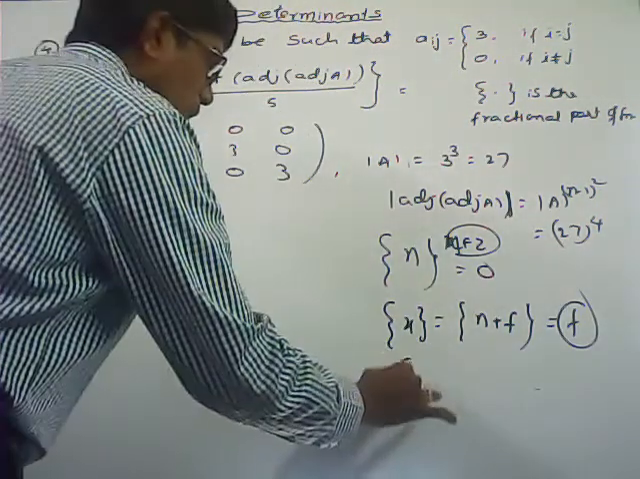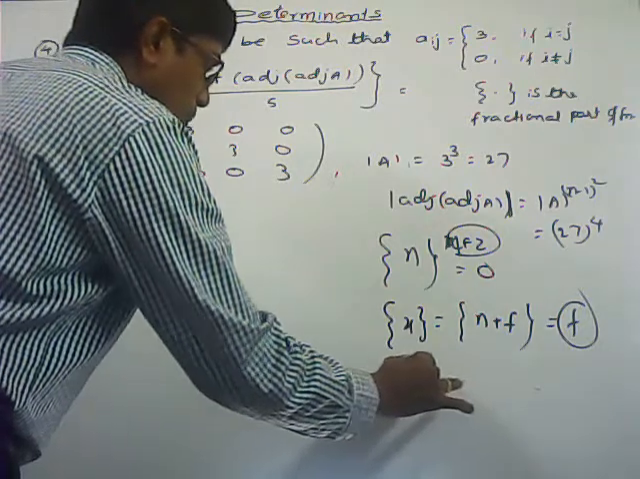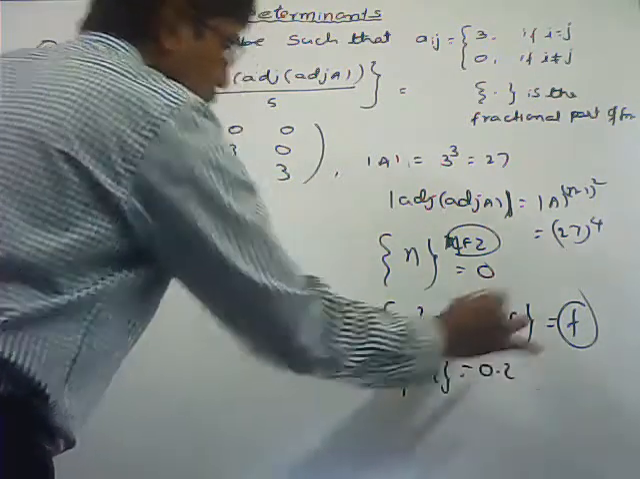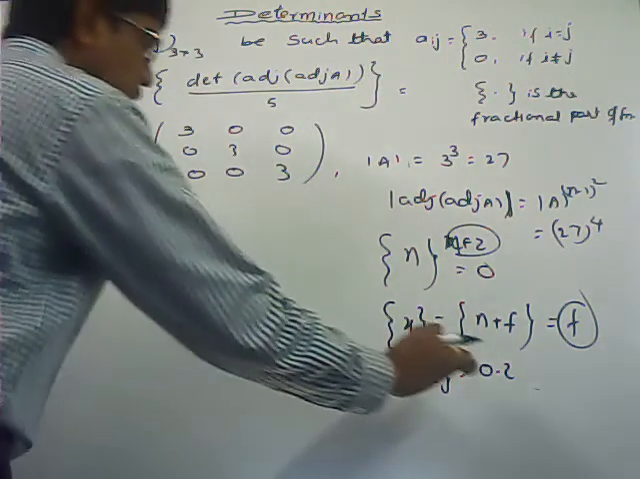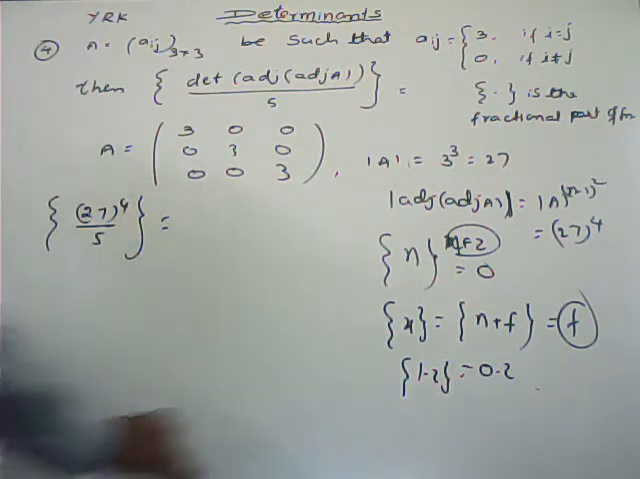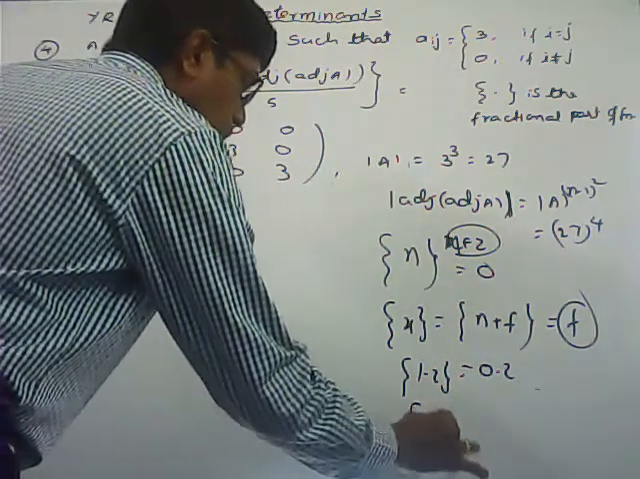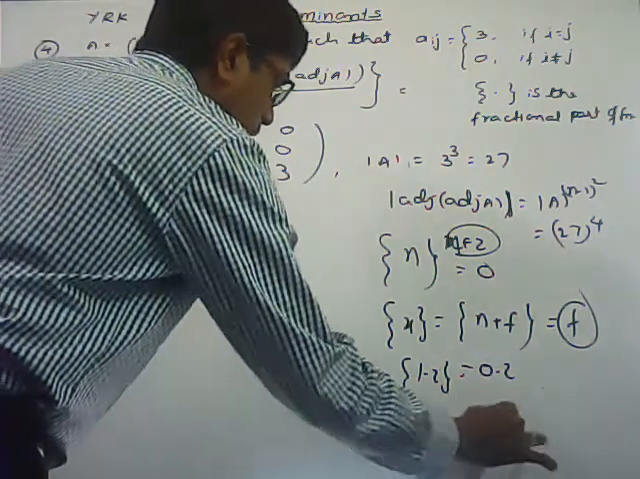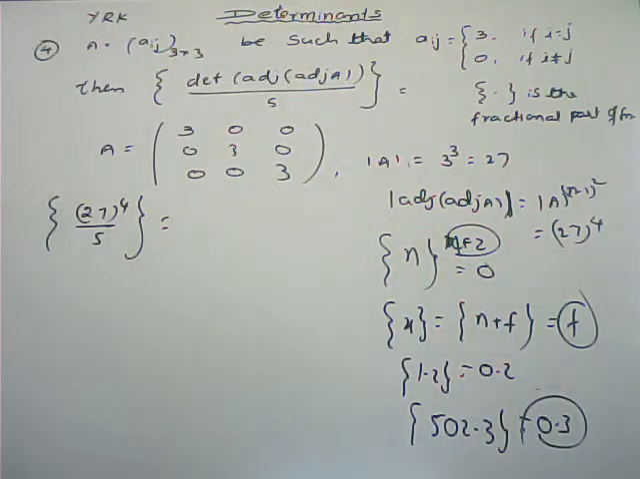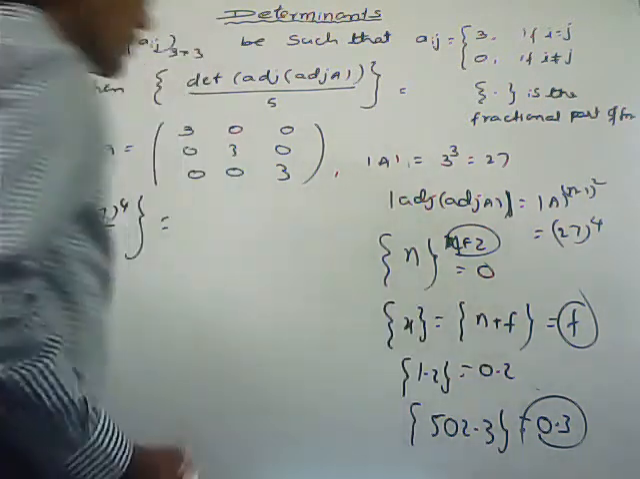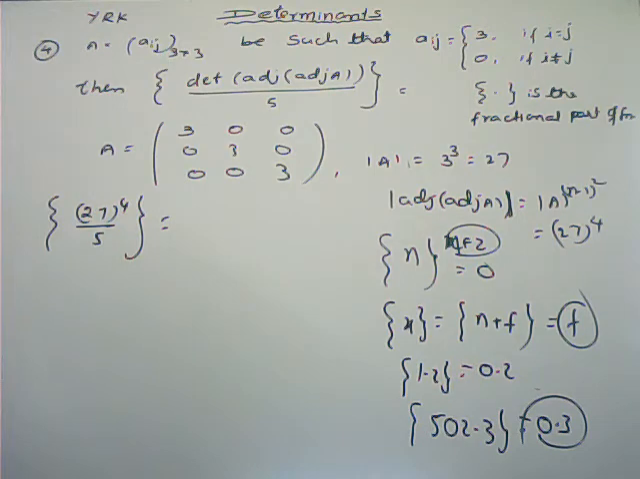For example, the fractional part of 1.2: simply we can write 1 plus 0.2, so the fractional part is 0.2. Fractional part of 502.3 is equal to 0.3 only. That one we can write as 502 plus 0.3, and we get 0.3 only. So the fractional part of x outcome is always from 0 to 1. Here 0 is included, 1 is not included.